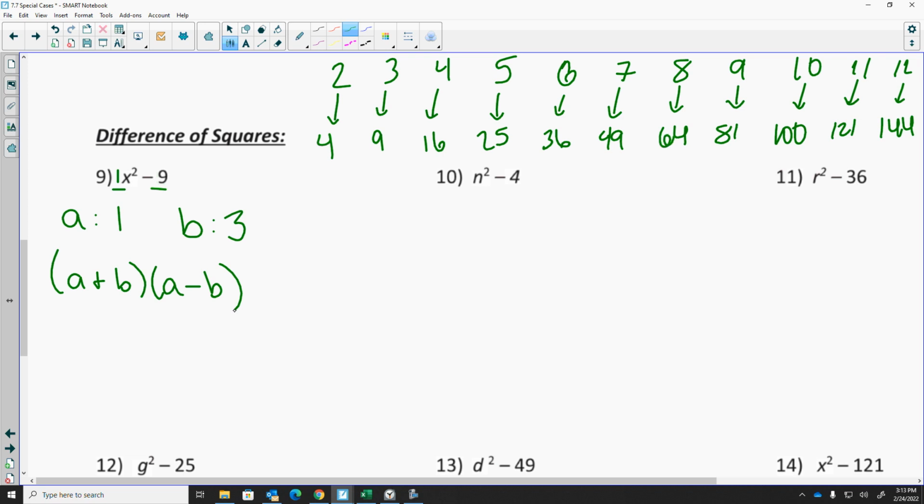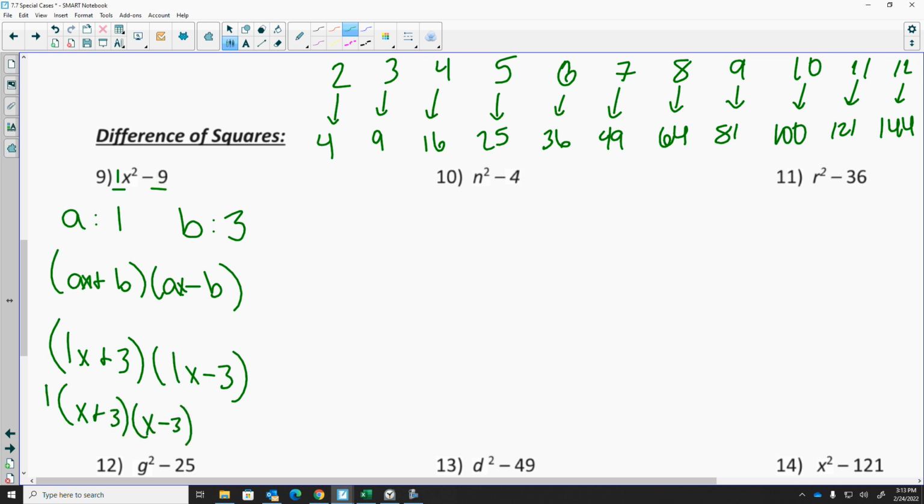No. A plus B, A minus B. But here's the deal. You got to add an X in there as well. So it's going to be 1X plus 3, 1X minus 3. So maybe we could put X's after this too. AX. And can you just write 1X as X? So you could write it like this. And that's it.